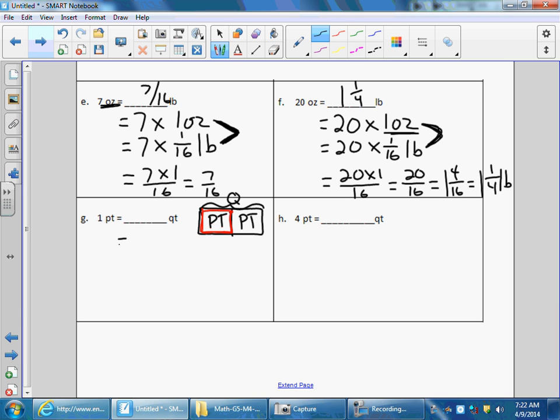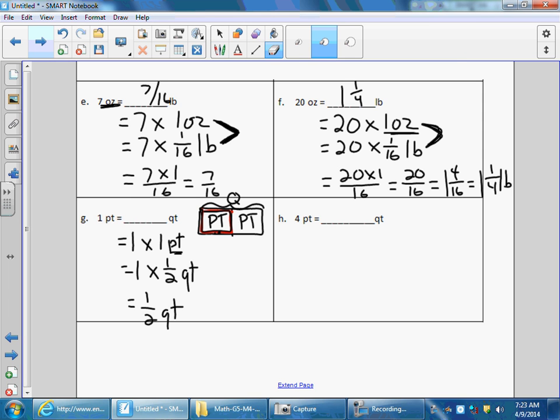So what I'm going to do here is I'm going to take 1 times 1 pint. I'm going to convert from the pints to quarts. And I'm looking here, and this really helped me. A pint is equal to a half a quart. A half times 1 is 1/2 quart. 1 pint is equal to 1/2 of a quart.